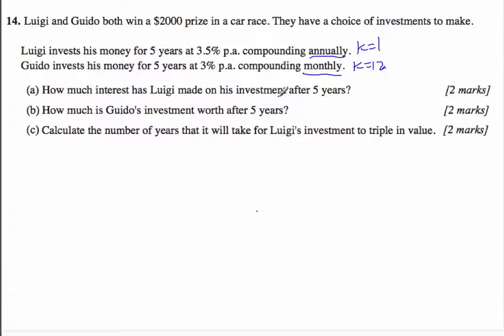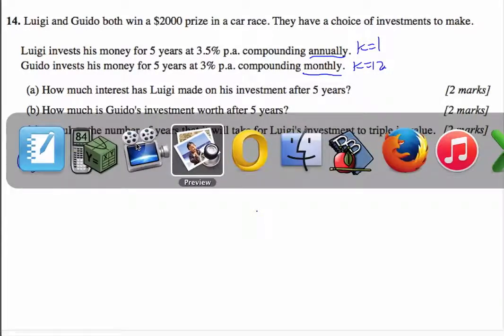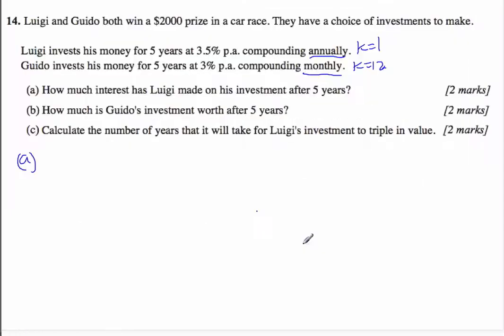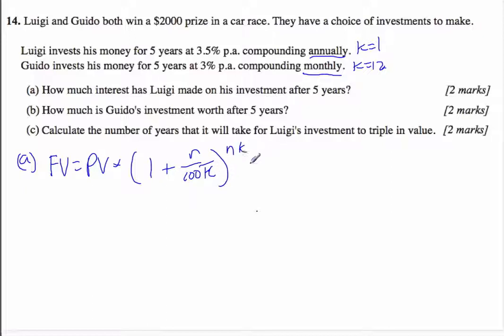So how much interest did Luigi make on his investment over 5 years? We're going to use the formula from the formula booklet. There's the compound interest formula. FV, future value, equals present value times all that. Let me write it up. Future value equals present value times 1 plus r out of 100k, to the power of nk, n times k.